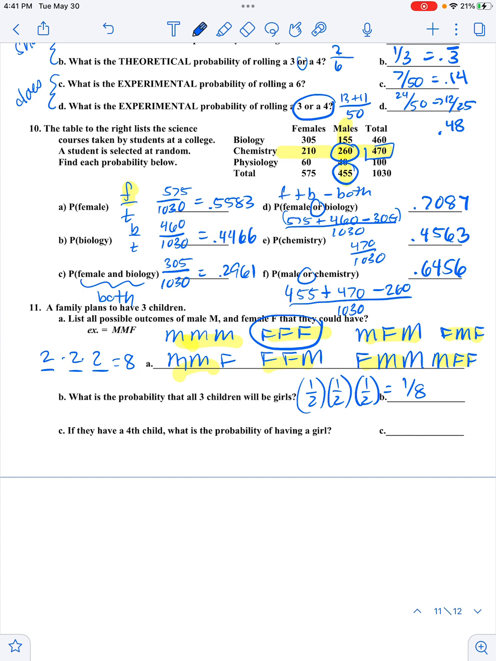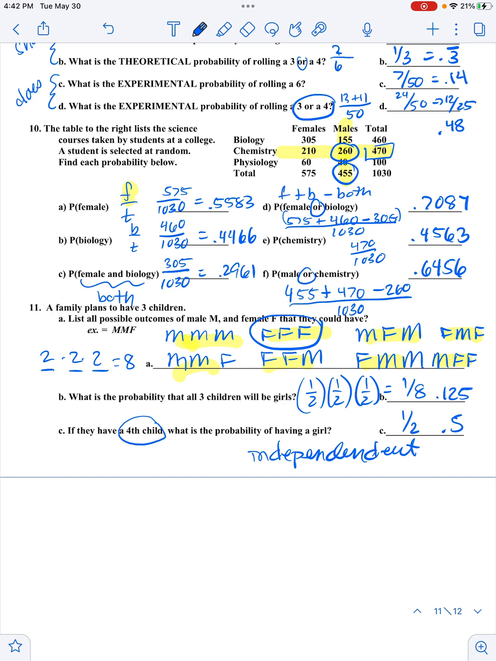Hang on. Okay, if they have a 4th child, this one's kind of tricky. It's just asking the probability that it would be a girl. These are independent. Just because you had a girl doesn't mean you can't have any more. And so the probability of having that girl would be 1/2. Or 0.5 if you're using decimals. And then here you would have had 0.125.